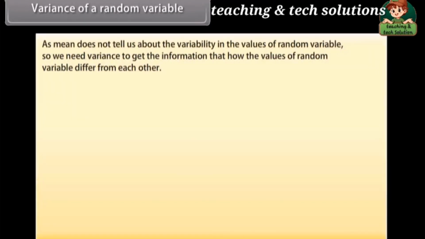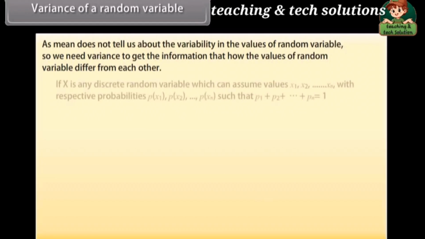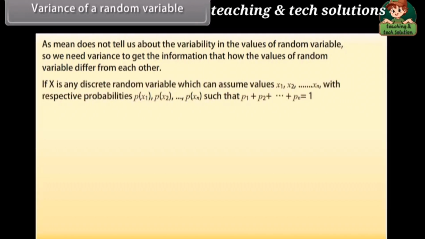Variance of a random variable. As the mean does not tell us about the variability in the values of a random variable, we need variance to get the information on how the values of the random variable differ from each other. If X is any discrete random variable which can assume values x1, x2 up to xn with respective probabilities p(x1), p(x2) up to p(xn) such that p1 + p2 + ... + pn = 1.